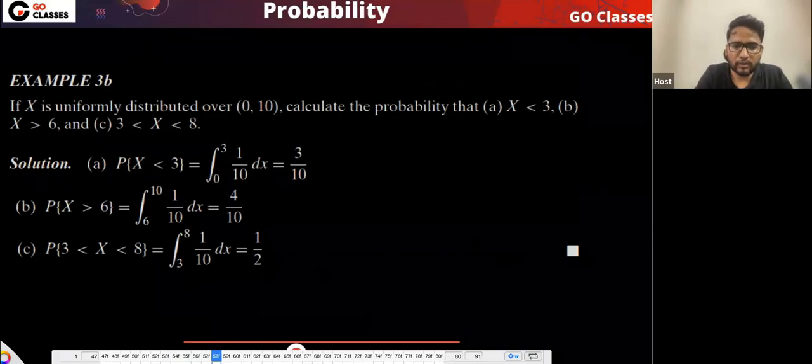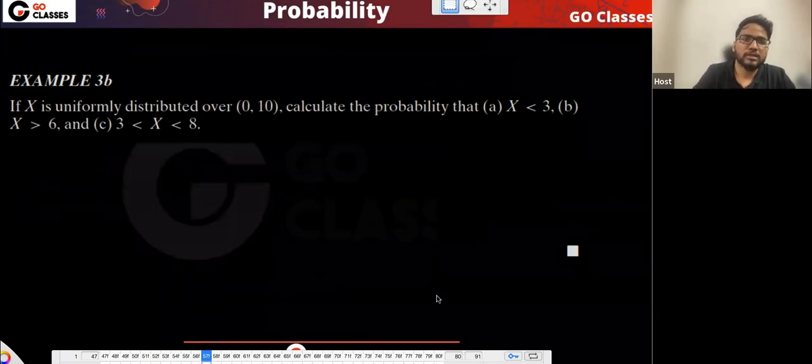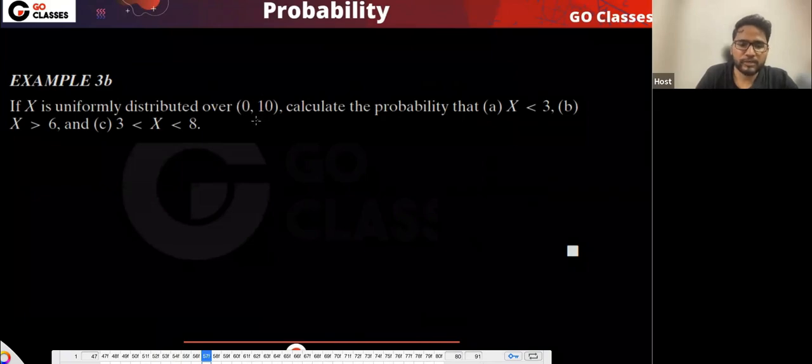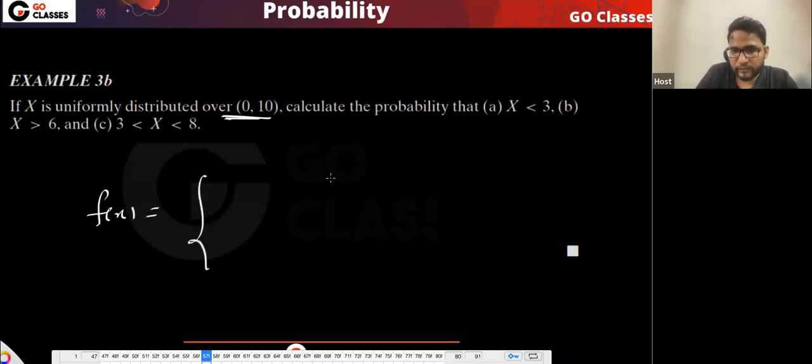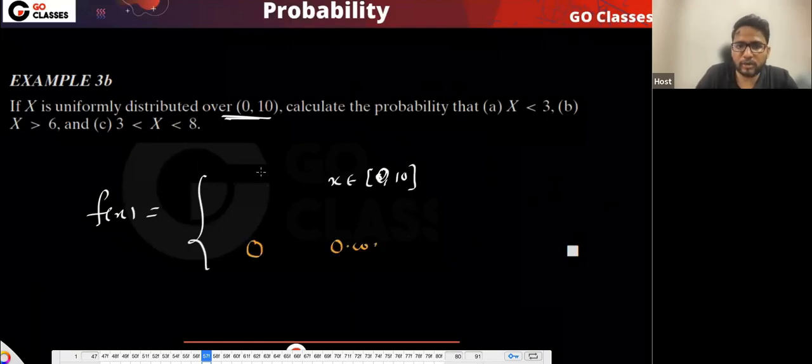Now let's just solve this question. Let me erase this. They are saying that x is uniformly distributed over 0 to 10, which means that from 0 to 10 it is a uniform distribution. Now, do they have to tell you the PDF? If they are saying that x is from 0 to 10, can you calculate the PDF? Open interval or closed interval does not matter in case of continuous, because the point probabilities are 0 basically.